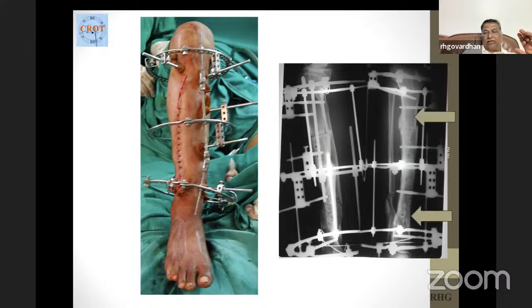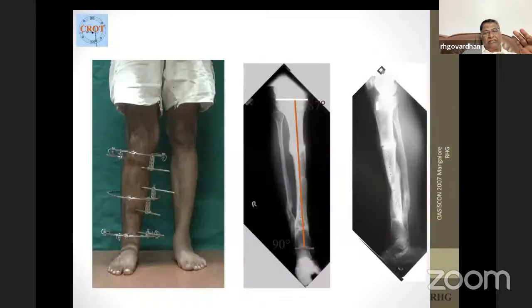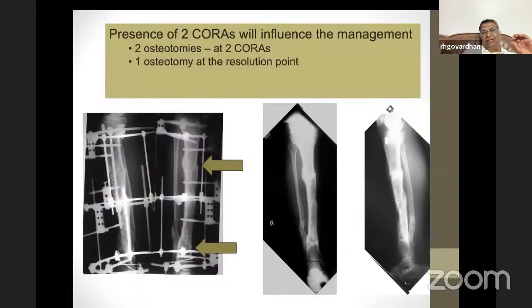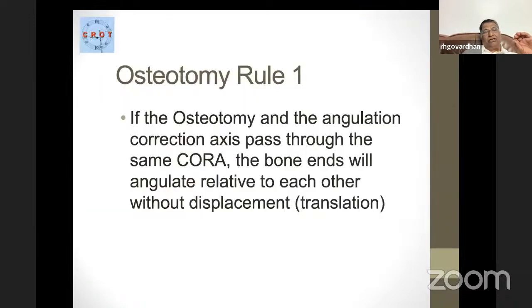This is one CORA, this is another CORA, and you can see that the entire limb has become straight. So if you analyze where the apex of the deformity is, you will get a good straight line for these patients. So now we'll frame an osteotomy rule.